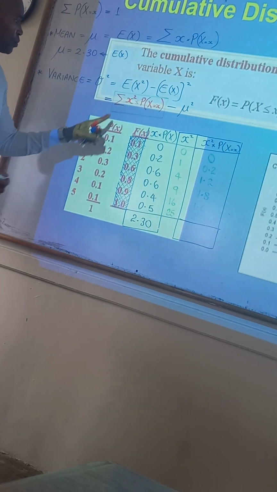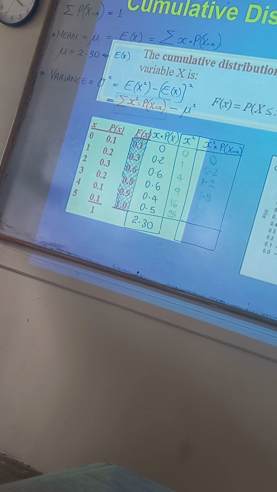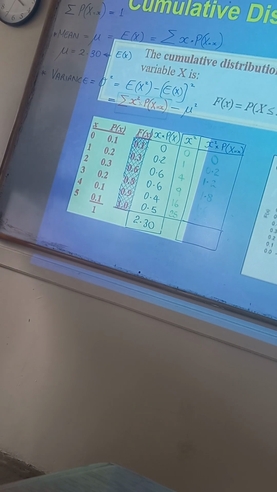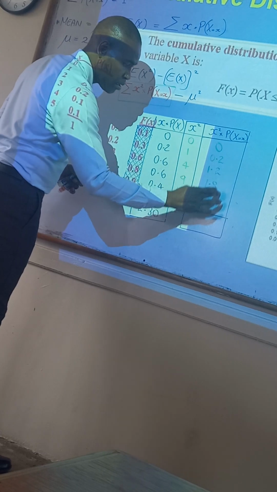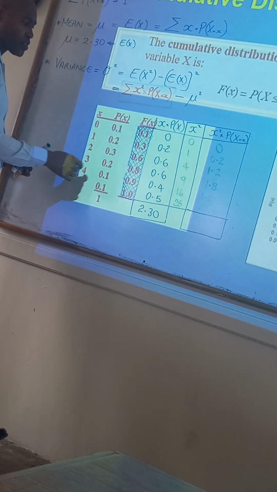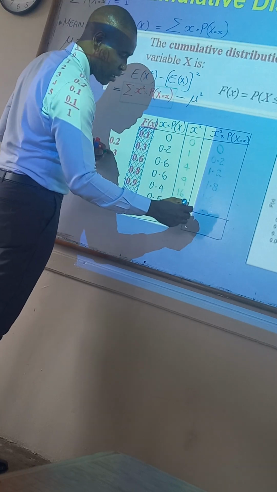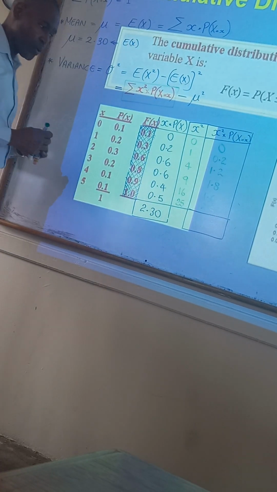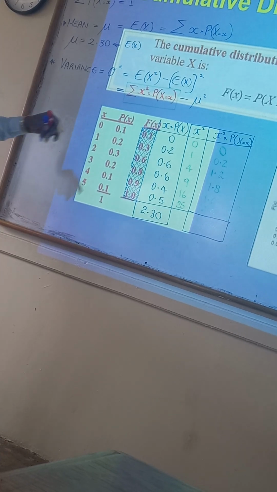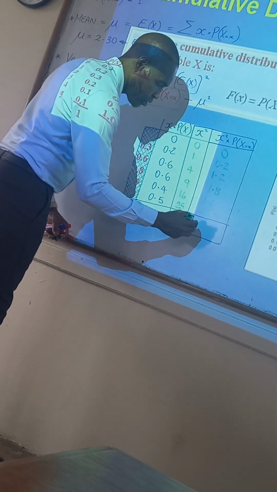And then what do we do? Add them. Let's add them. Multiply the square values, add them up, and then we're going to subtract the mean from it. So you don't add the square values? No, we don't need to add the square values. The sum is 7.3.